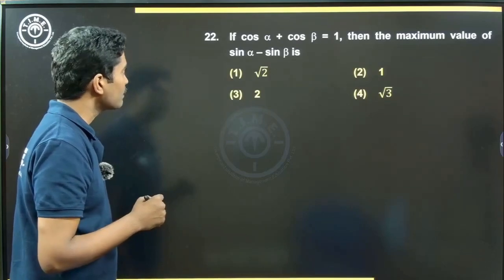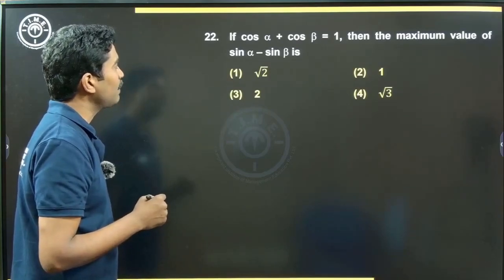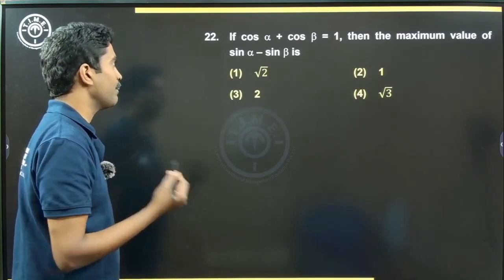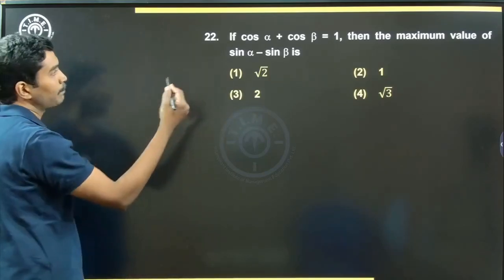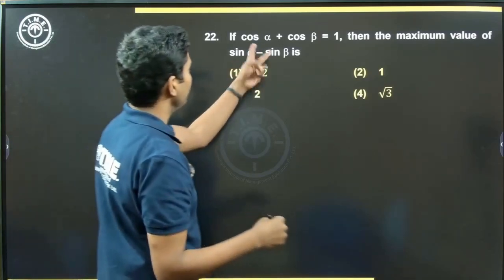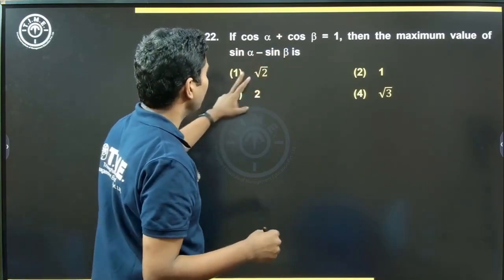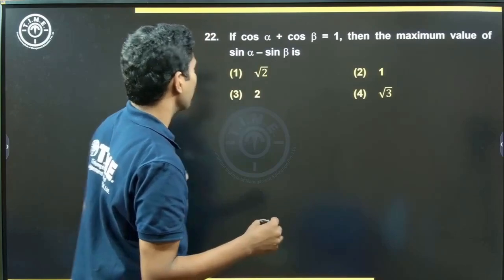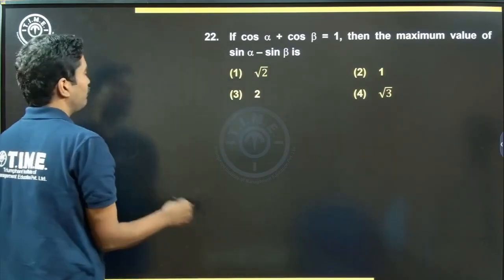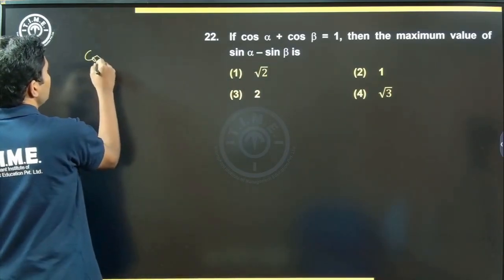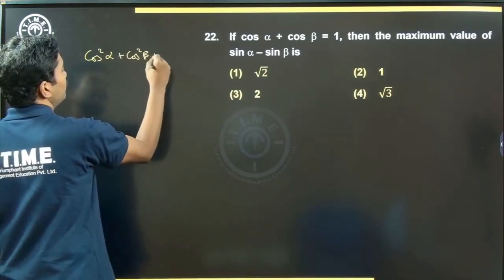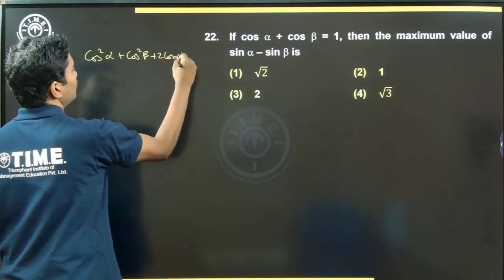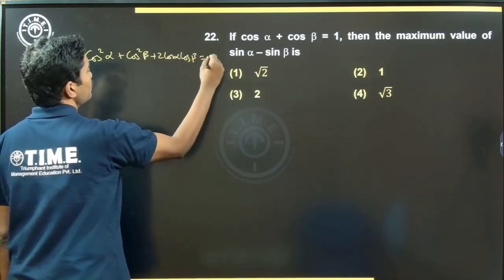Next question. If cos alpha plus cos beta is 1, then the maximum value of sin alpha minus sin beta. Okay. So we have sin alpha, sin beta, cos alpha, cos beta. If we square them and add them, we can get 1. Then we'll worry about the remaining part. Let's square the first equation: cos square alpha plus cos square beta plus 2 cos alpha cos beta is equal to 1.